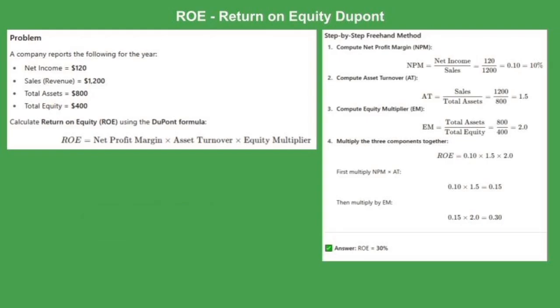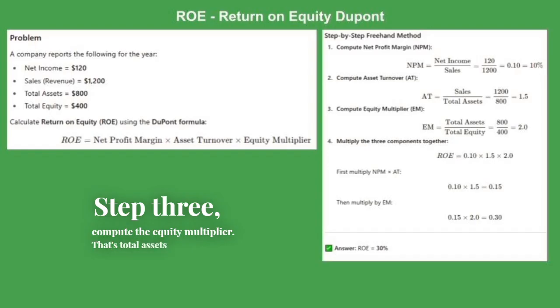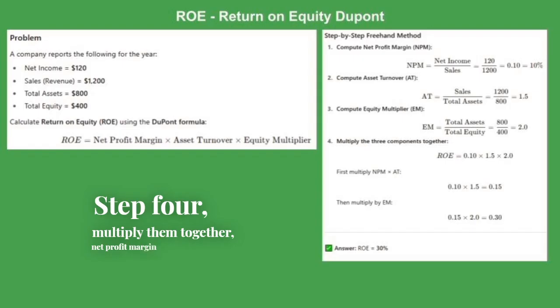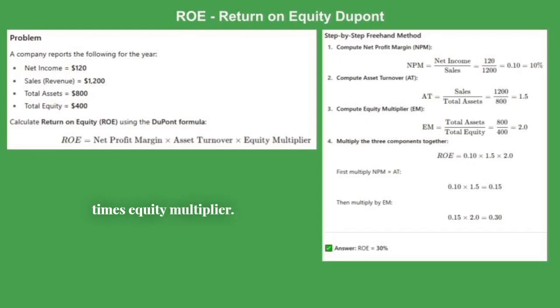1,200 divided by 800 equals 1.5. Step 3, compute the equity multiplier. That's total assets divided by total equity. 800 divided by 400 equals 2.0. Step 4, multiply them together. Net profit margin times asset turnover times equity multiplier.